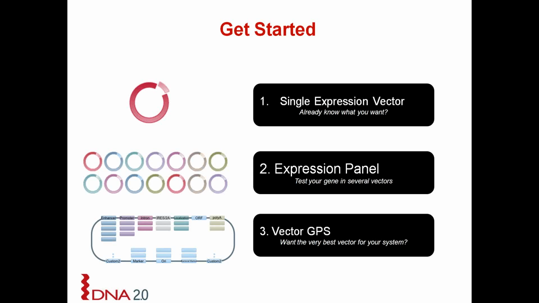But if we don't have something, then we'll do a Vector GPS type project, and we can do a Vector GPS type project in as small as 12 vectors. So we can start there as well. It depends on the resources you have available for screening, time and financially as well.